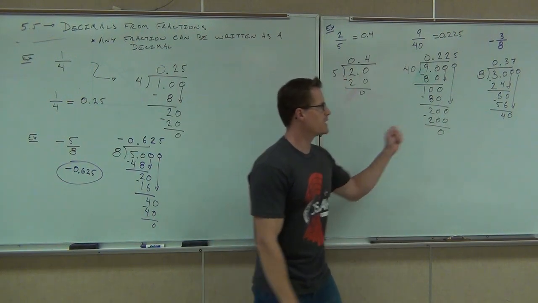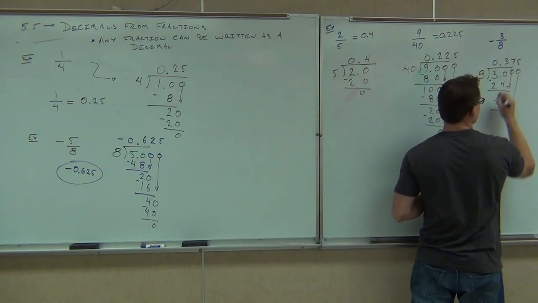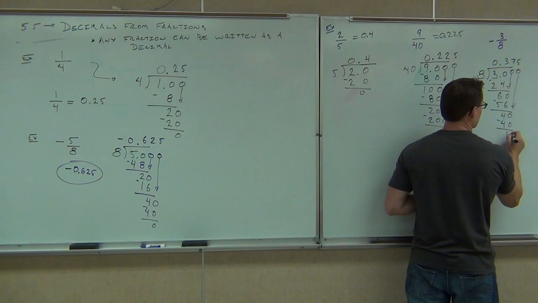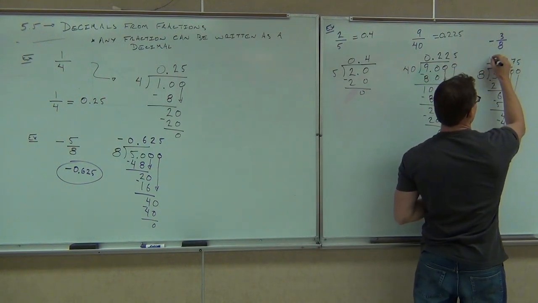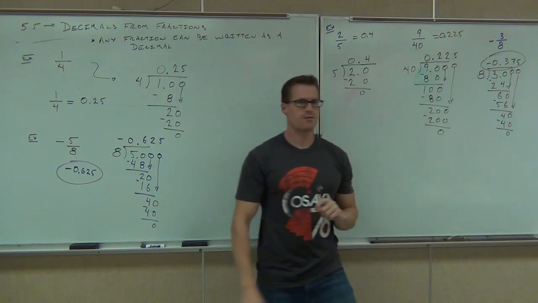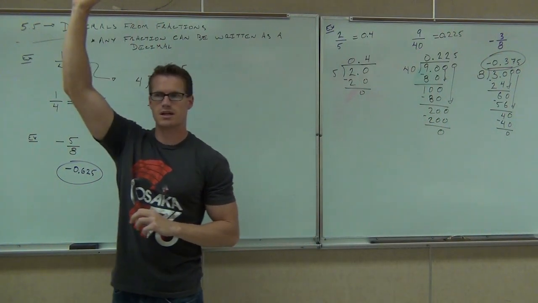Bring down one more 0. 8 goes into 40. I know that's 5 times. Negative sign. Yeah, sure. We did have a negative here, so the answer is negative 0.375. Okay, translating fractions into decimals. Good deal.